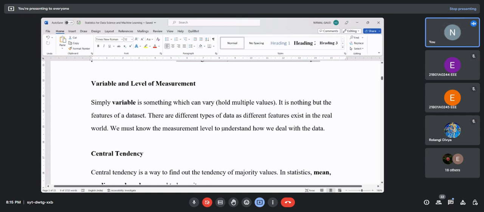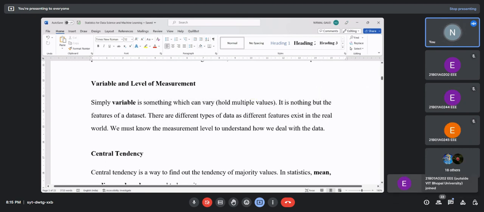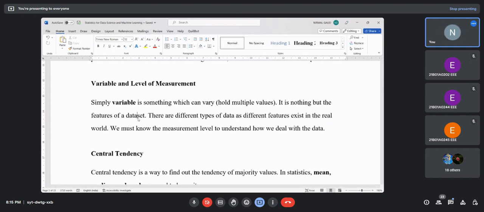Variable and level of measurement. What does this mean? You know about variables now. A variable is something which can hold multiple values. That's called a variable. It is nothing but the features of the data set. I will be available with the data set, and my data set will comprise various features.